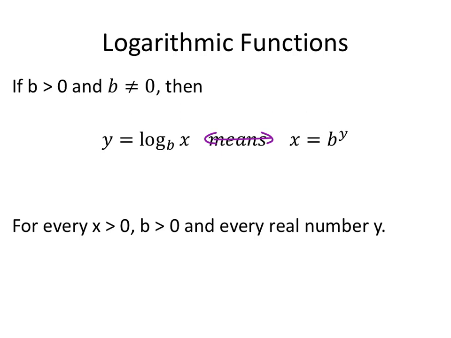And notice the b value cannot be 0, because if your base is 0, it doesn't matter what your exponent is. You just get 0. And it has to be greater than 0 as well, because if your base value is negative, then you can jump around with evens and odds kind of thing. We're not too worried about that.